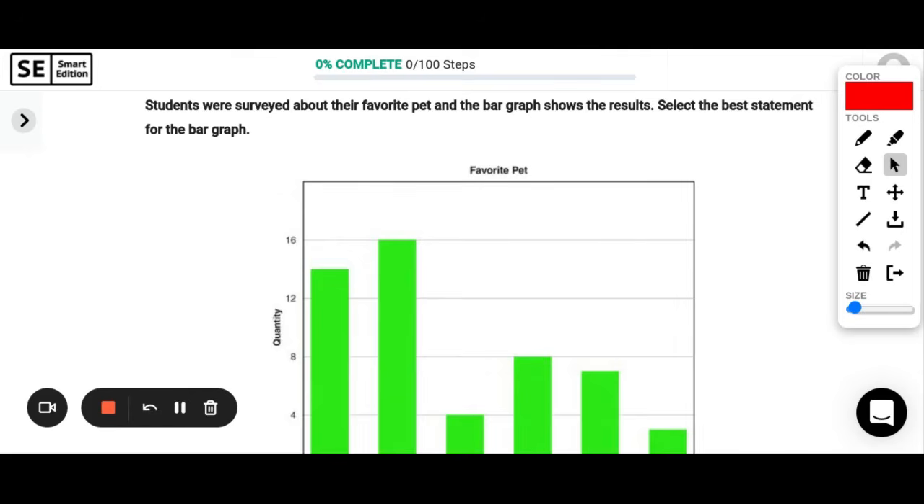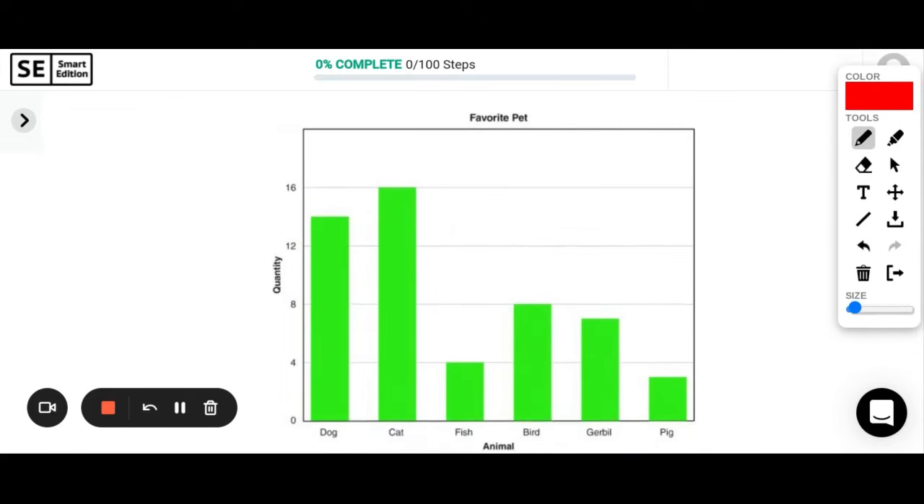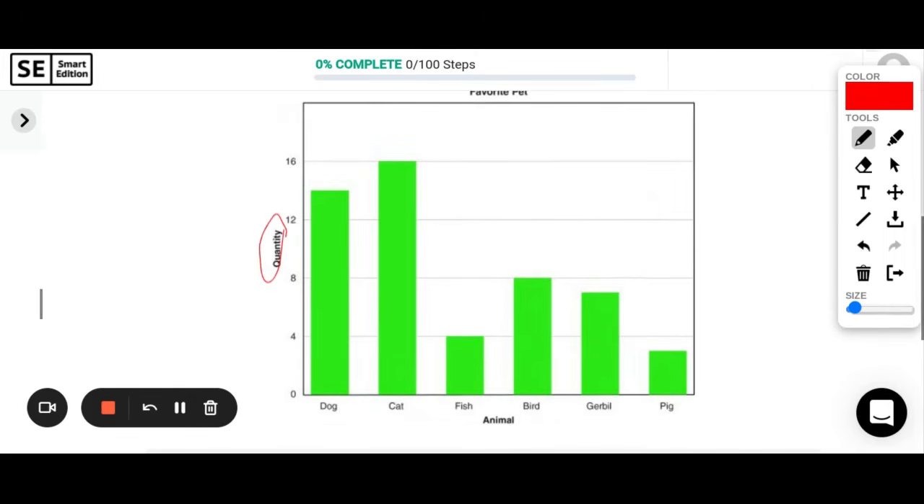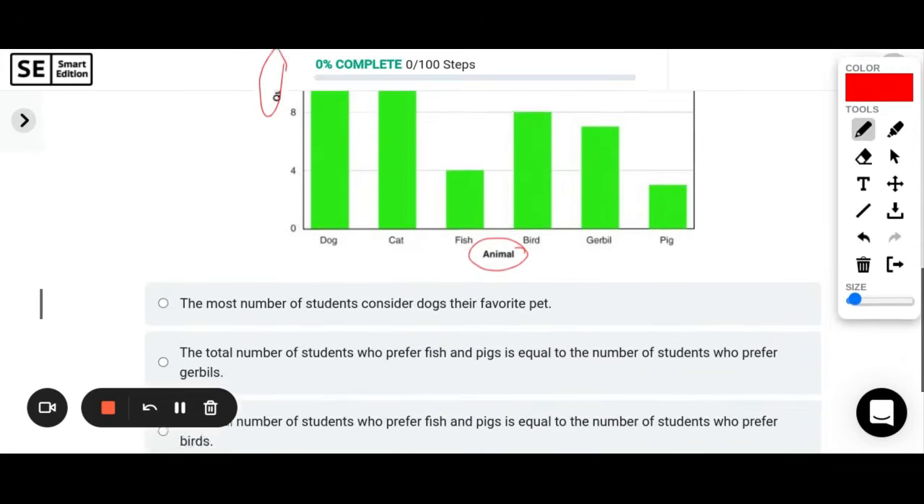Okay, students were surveyed about their favorite pet, and the bar graph shows the results. Select the best statement for the bar graph. Okay, so favorite pet, looks like we have our quantity here, how many people voted for that pet, and then the animal down here. Okay, so we have a few options.